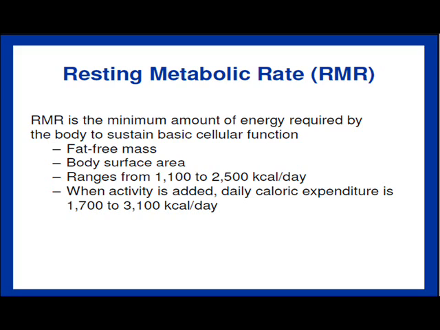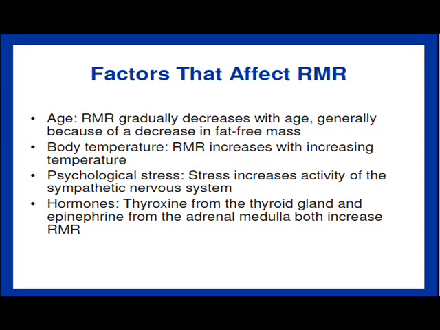Okay, so those factors that affect the resting metabolic rate: age. Resting metabolic rate gradually decreases with age. Why? Because of a decrease in fat generally, a decrease in fat-free mass. Body temperature: resting metabolic rate increases with an increase in temperature. Psychological stress increases activity of the sympathetic nervous system. That plays into the hormones. I've already mentioned going for a 100-mile bike ride yesterday. Is that going to affect your resting metabolic rate? Yes. Because of hormones, cortisol, the thyroid hormones, norepinephrine, epinephrine. Still going to be slightly elevated.